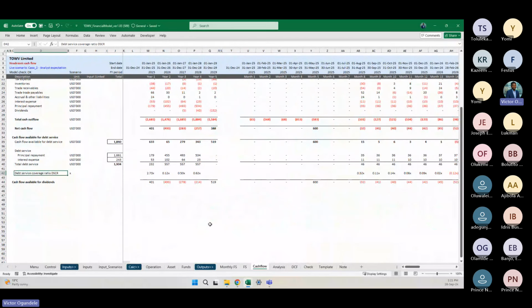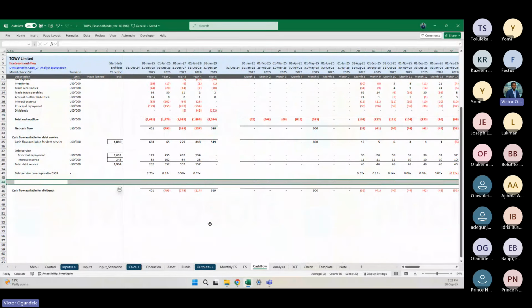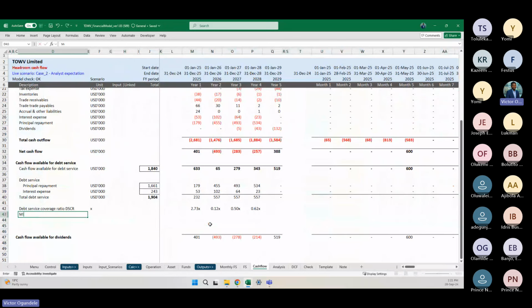So basically, if you look at this, we calculate our debt service coverage ratio. We usually calculate the minimum DSCR, sometimes the average DSCR, and then the maximum DSCR. But most times the borrower usually prefers the minimum. So they also have their own expectation. They can tell you that it must give us this minimum. So to calculate that, I use my min function.